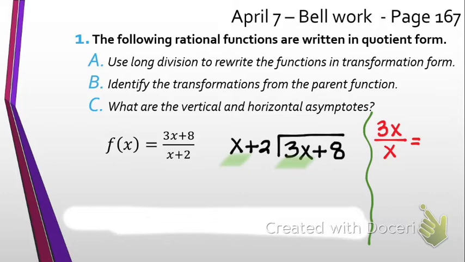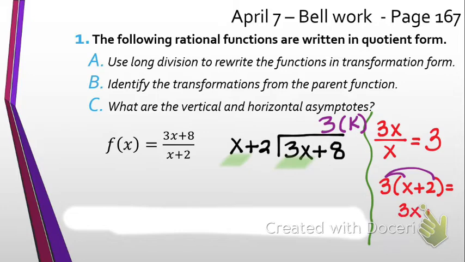So 3x divided by x would be what? Just 3. That goes on the top. That's going to be our k value. And then step 2 is take the 3 and multiply it by x plus 2. And that gives you 3x plus 6.